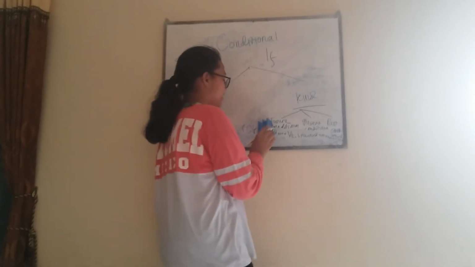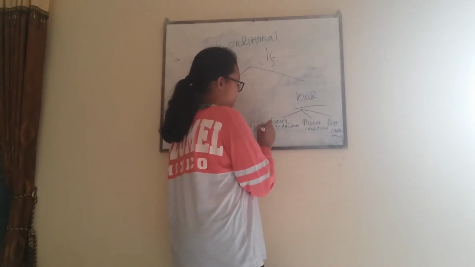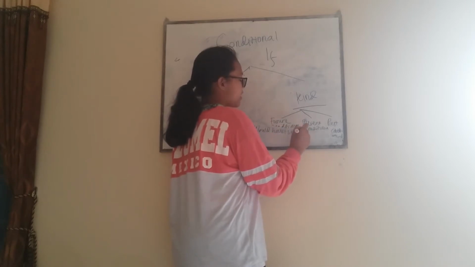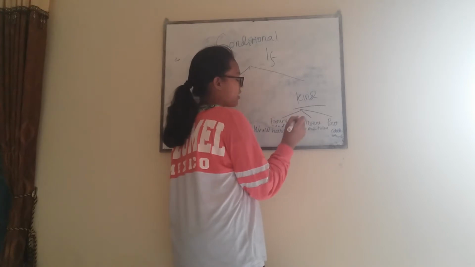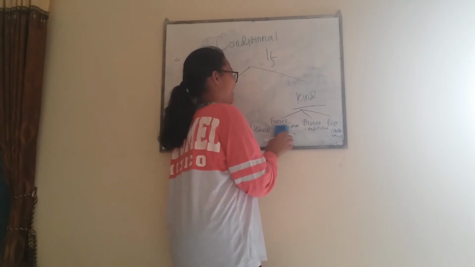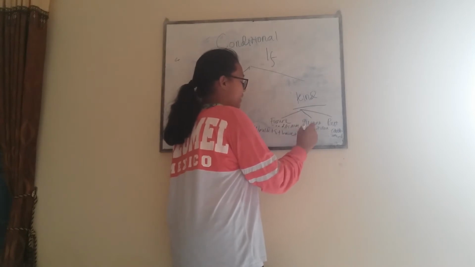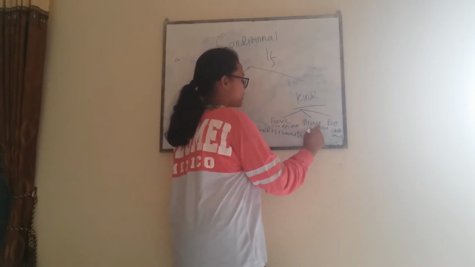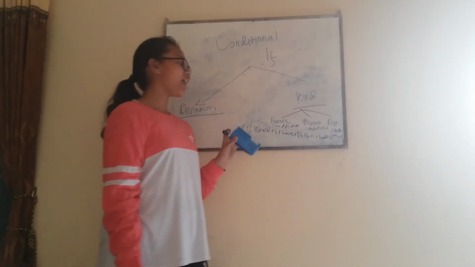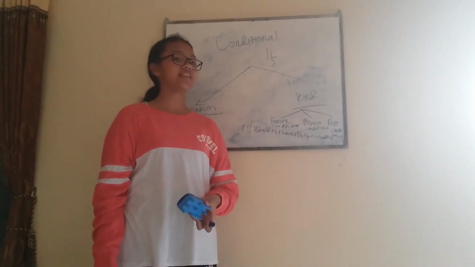The interrogative pattern is would plus the subject plus have plus verb 3 plus if plus subject plus had plus verb 3. For example, would you have visited your grandma's house if you had gone to Jakarta yesterday?